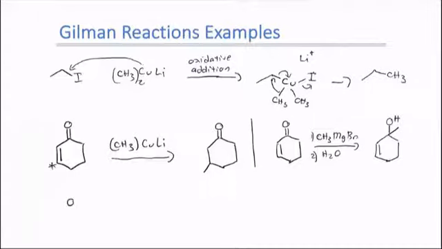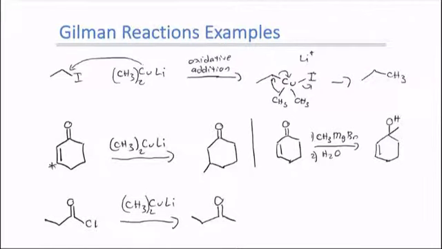Gilmans can also react with acid chlorides. So if I have an acid chloride and I do a Gilman on it, it'll turn that acid chloride into a ketone with my methyl group attached where the chlorine was.